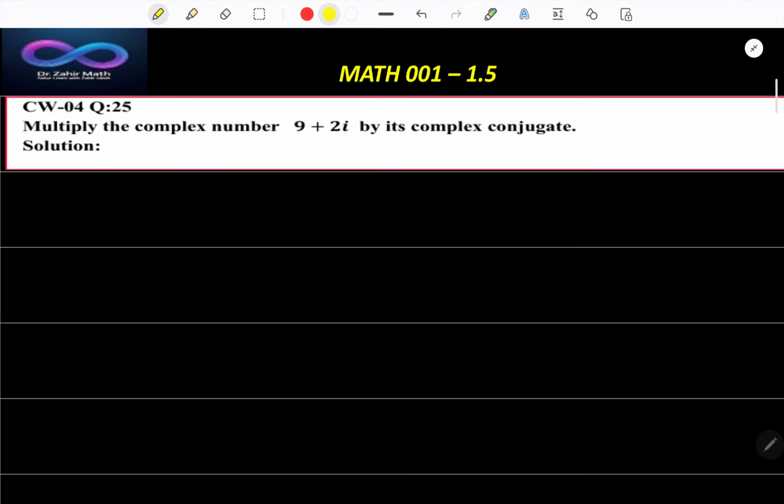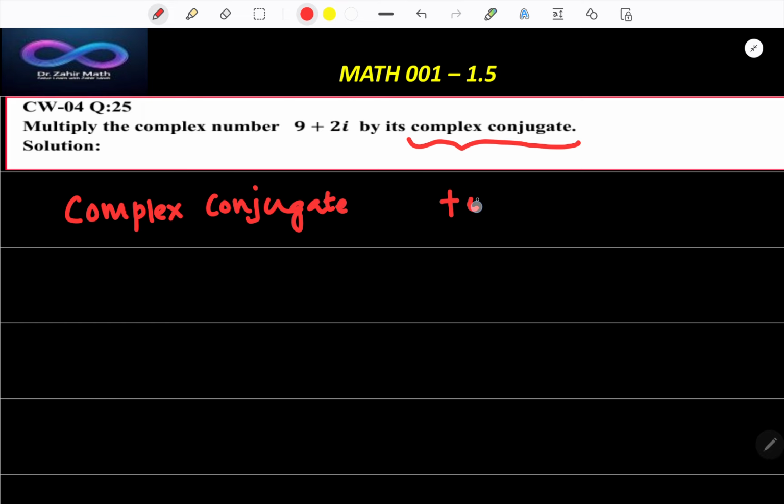Multiply the complex number by its complex conjugate. First of all, you should know what is complex conjugate. Conjugate means, keep in your mind, if it is plus i, you have to change it to minus i. If it is minus i, you have to change it to plus i. Keep in your mind, okay?